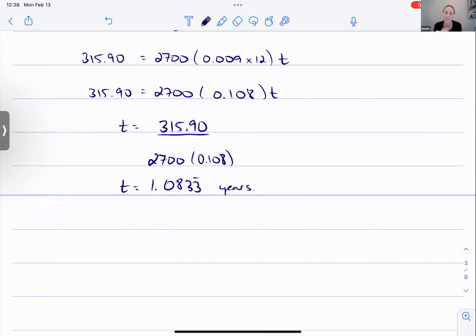And usually we can just keep it in years, right? I don't want to convert it to days or anything like that, because what would I have to do? I'd have to multiply 0.0833 repeating times 365 if I wanted it in days. I don't care about that. 1.083 is fine.